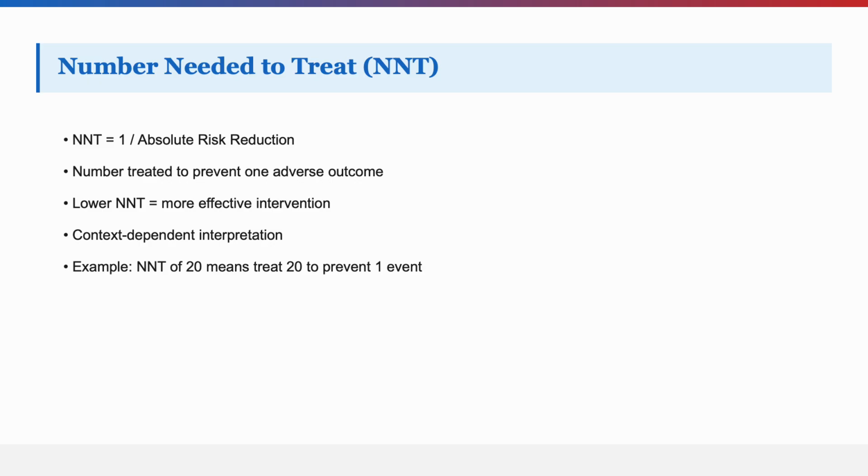Lower NNT means more effective intervention. An NNT of 5 is impressive: treat 5 people, help 1. An NNT of 500 means treating a lot of people for modest benefit. But context matters enormously. An NNT of 500 for preventing hangnails is not worthwhile. An NNT of 500 for preventing death might be very worthwhile, depending on the treatment burden and cost.